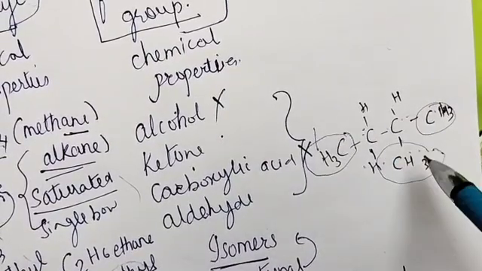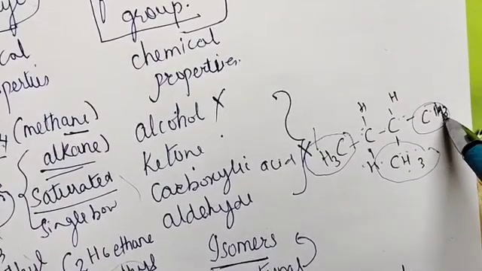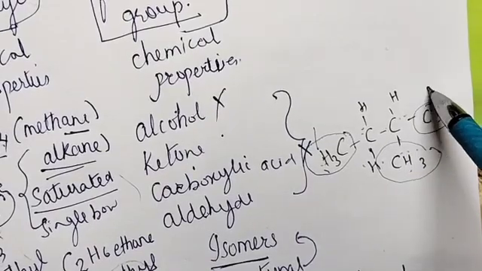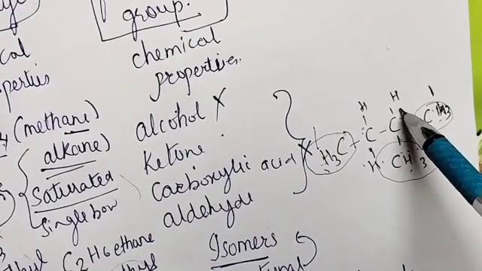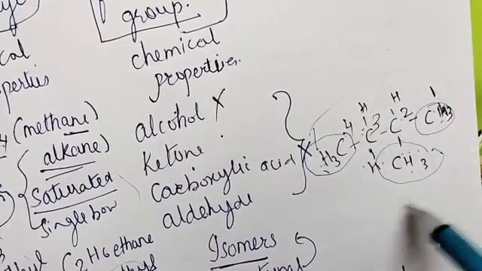But wherever you have done the branching, which is closest? Is this carbon closest or this carbon closest? So of course this one is closest. So the counting will start from here: 1, 2, 3 and 4. So it's not going to be different. The same thing I'm going to do here.